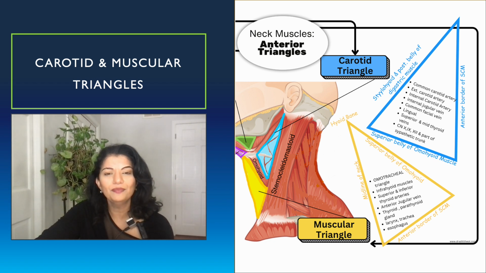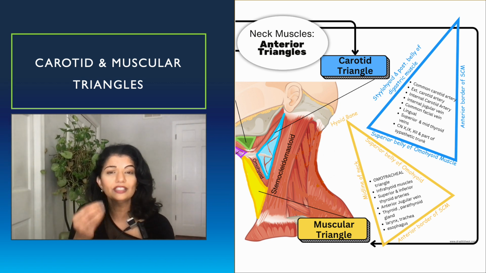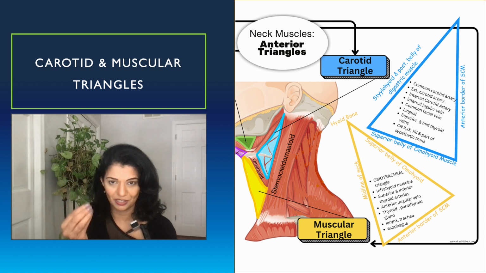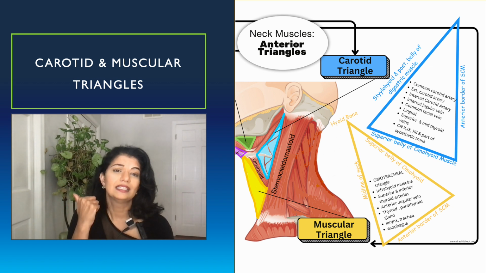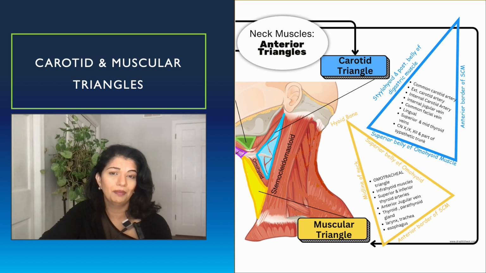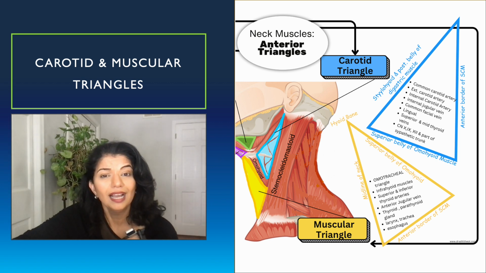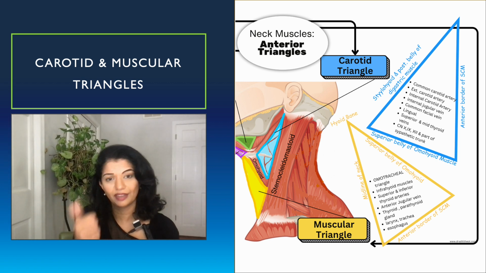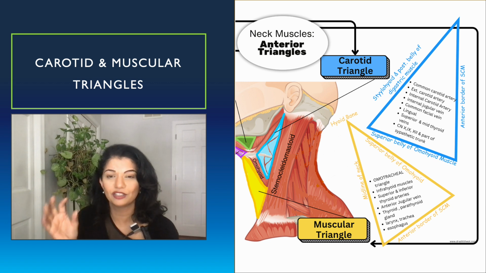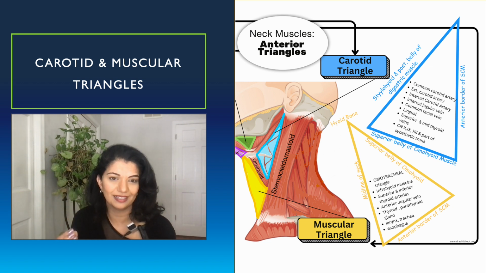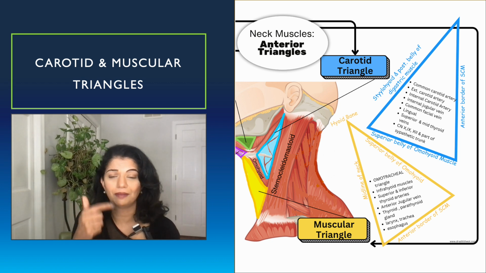Okay, then we've got the muscular. And just like the name of the triangle infers, this triangle houses all of these muscles: sternohyoid, sternothyroid, and thyrohyoid. And these muscles help power the hyoid and the larynx during swallowing. And also tucked inside, we've got the thyroid gland, trachea, esophagus, right?